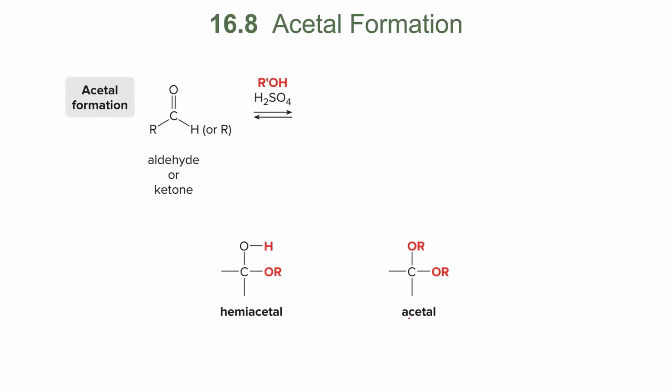Another reaction that we'll encounter with ketones and aldehydes is acetal formation. So this reaction can be done with a ketone or an aldehyde, which is why that R is written in parentheses there. This involves an alcohol with an ROH, so it can be any alcohol in the presence of acid or H2SO4. The thing that happens first is we're going to form a hemiacetal.